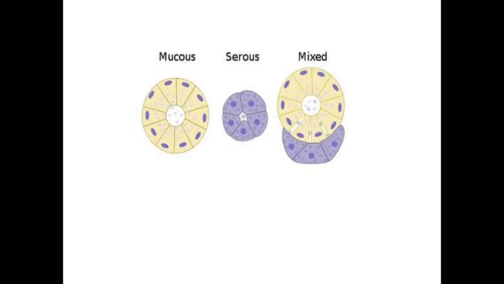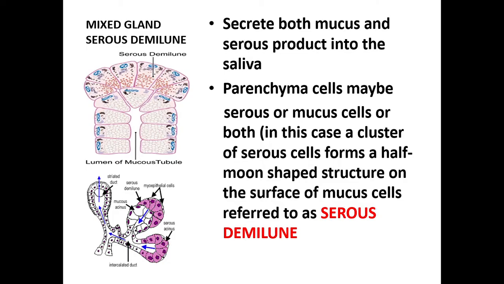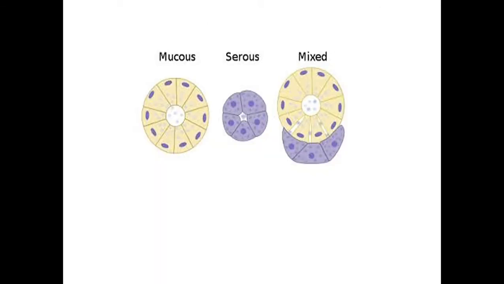To differentiate the three glands, mucous glands, serous glands, and mixed glands, we have here an illustration. Take note of the shape of the nucleus, the location of the nucleus, the staining property of the cells involved, and the lumen of the gland.